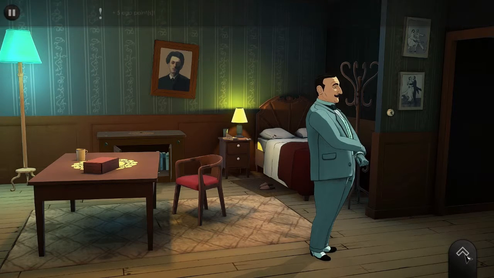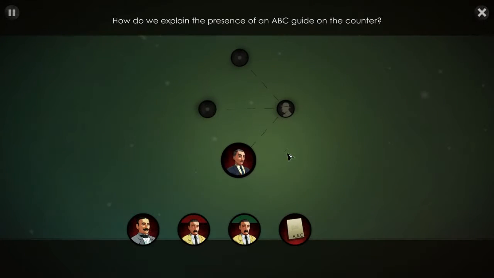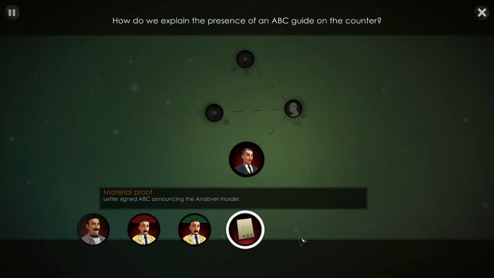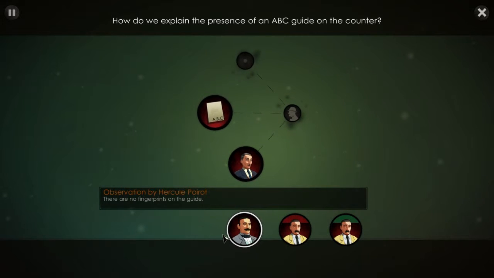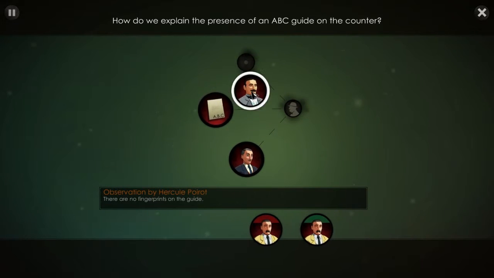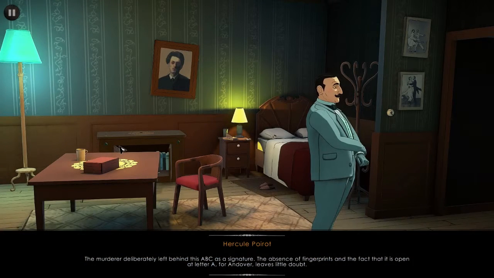Yeah, let's solve the third one here, or the first one in this case. How do we explain the presence of an A.B.C. guide on the counter? I have already placed that there, so I think no railway guide for sale in the tobacco shop. Letter signed A.B.C. announcing the end of her murder. Let's place that over there. There are no fingerprints on the guide. No objects of value for sale. I think I should go with this one. The murderer deliberately left behind this A.B.C. as a signature. The absence of fingerprints and the fact that it is open at letter A for Andover leaves little doubt.